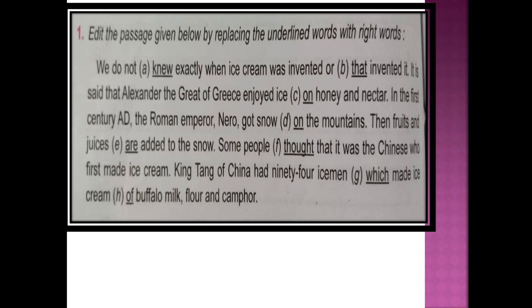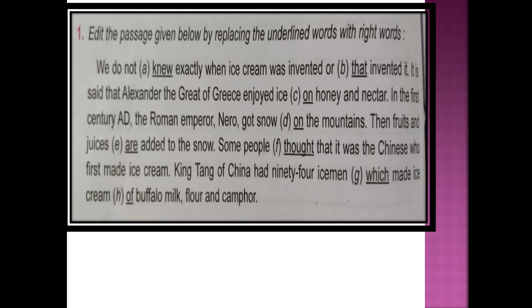In the 1st century AD, the Roman Emperor Nero got snow from the mountains. Okay, he got the snow from the mountains. Then fruits and juices were added to the snow. Some people think that it was the Chinese who first made ice cream.